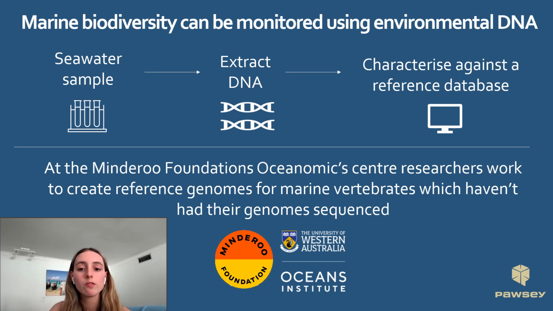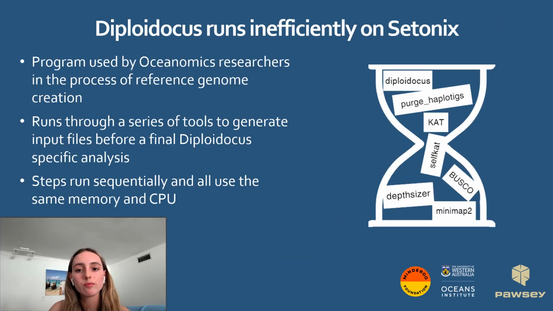However, currently only around 1% of the known marine fish species have had their genome sequenced. And therefore, at Oceanomics, researchers are working to construct reference genomes for these species which haven't had those genomes sequenced. One of the programs they use to create these reference genomes is called Diploidocus, which specifically analyzes diploid genomes.